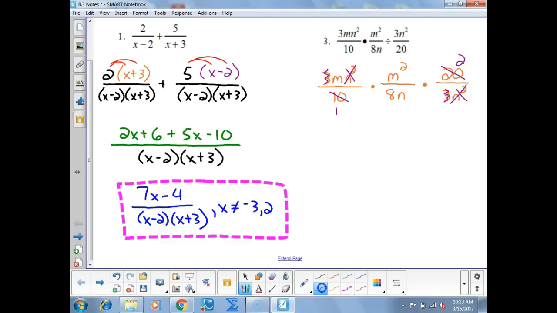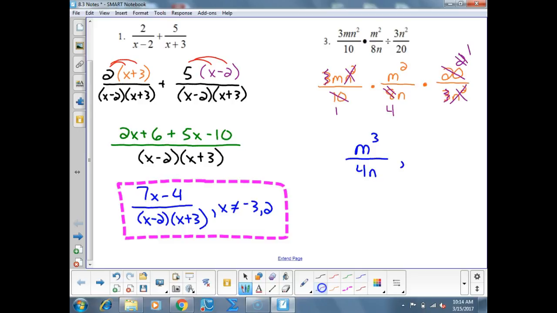Okay. Oh, no, the 8 and the 2. Okay, so what becomes what? The 8 will become 4 and then the 2 will become 1. Anything else? Okay, so the top becomes m cubed and what? Nope. Multiplying. Okay. And the bottom is 4n.